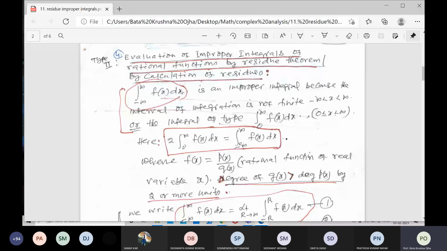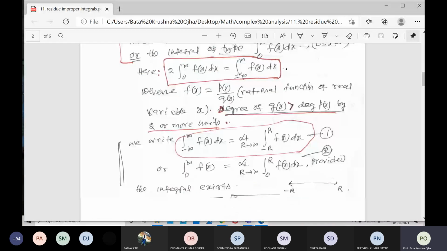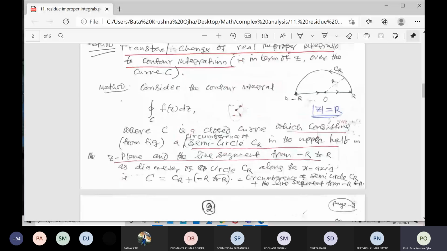Already I have explained this, and you see this figure. This is your contour, where R goes from minus to plus infinity. It is a semicircle with radius R, whose circumference is CR, and the contour is the circumference of the semicircle CR plus a line segment along the real axis from minus R to R. I have given the arrow mark clearly.